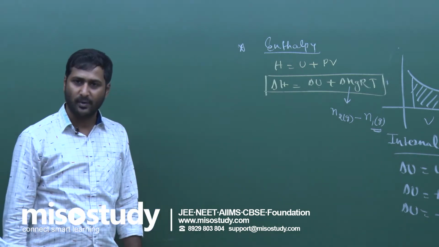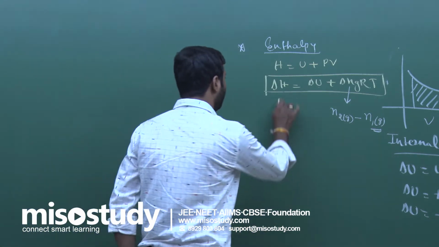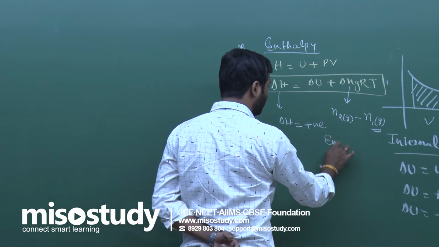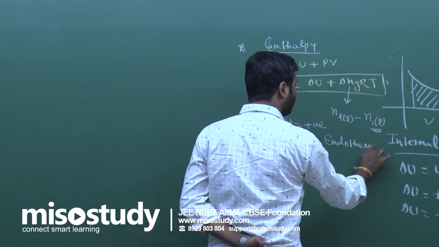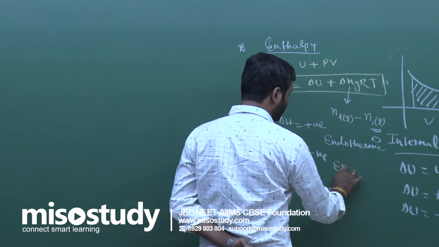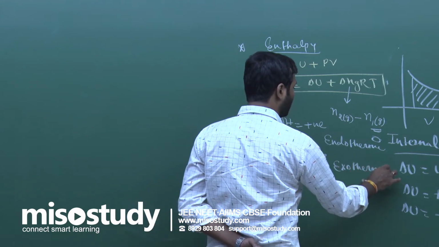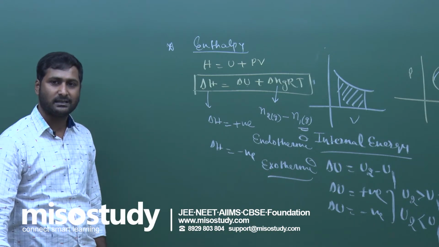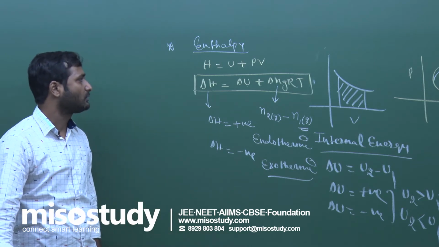Clear to you? Delta H may be positive, may be negative. Generally if delta H comes positive, then the reaction is endothermic. If delta H comes negative, then the reaction is exothermic. Again I am repeating, if delta H is positive, that is endothermic. If delta H is negative, then the reaction is an exothermic reaction.